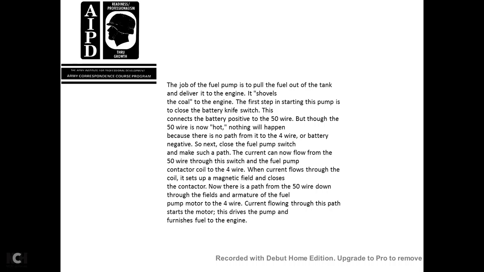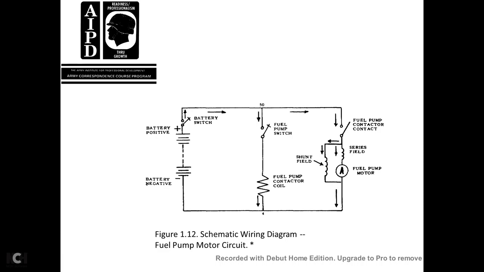Now there's a path from the 50 wire through the fields and the armature of the fuel pump motor to the 4 wire. Current flowing through the path starts the motor, which then drives the pump and furnishes fuel to the engine. Figure 112 shows the schematic wire drawing.